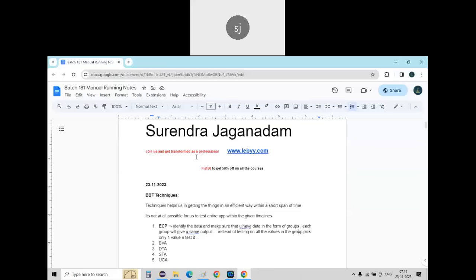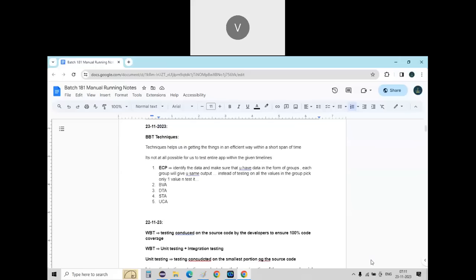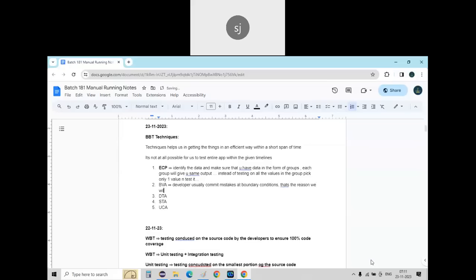Done the deal. And then the next one here is boundary value analysis. Ideally, in the real world, developers usually make mistakes at boundary conditions. That's the reason we will check how the application is working at those boundaries, how exactly it's working at those boundaries.